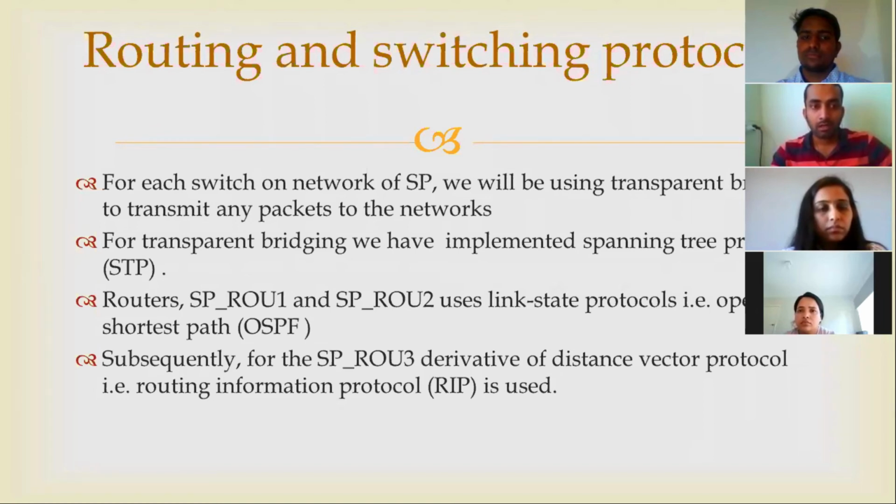Subsequently, for router 3, Routing Information Protocol is used. The reason behind using RIP instead of OSPF is that OSPF has limitations on packet travel with the number of routers it travels through, but in the case of RIP, it identifies the length of the route with hop counts.